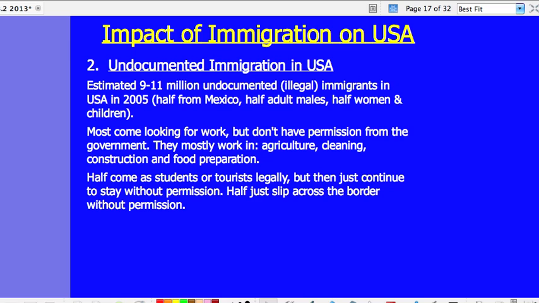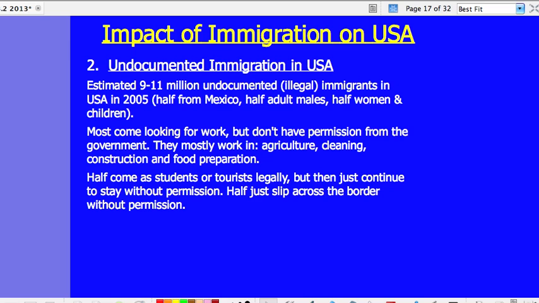What about undocumented immigration in the United States? So many people, especially from Latin America, especially Mexico, have come to the United States looking for work. And many of them are undocumented or illegal. Half came from Mexico, half are adult males, and the other half women and children. As I said, most come looking for work, but they don't have permission from the government to enter the United States. Most of the work that is done by illegal immigrants is agriculture and farming.